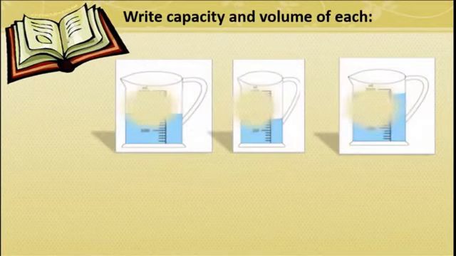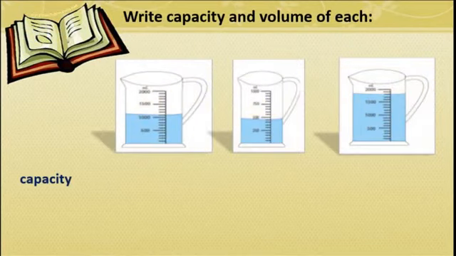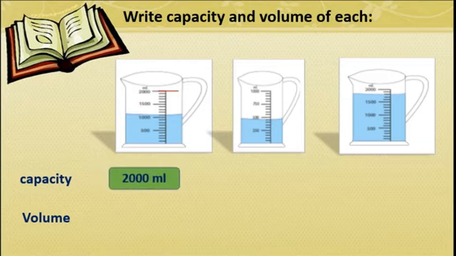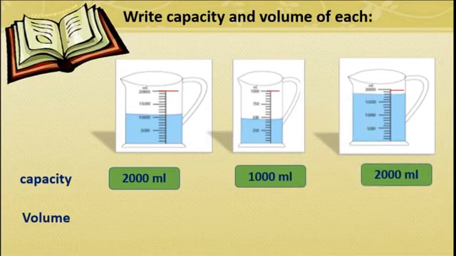Three more jars are there. We have to find out the capacity and the volume. Okay, see the first jar, that is capacity is how much? See, 2000 ml means 2 liter capacity. And what about this one? That is 1000 ml means 1 liter. Correct? This is also 2000 ml means 2 liter capacity.